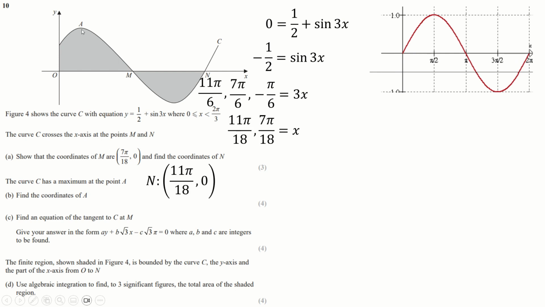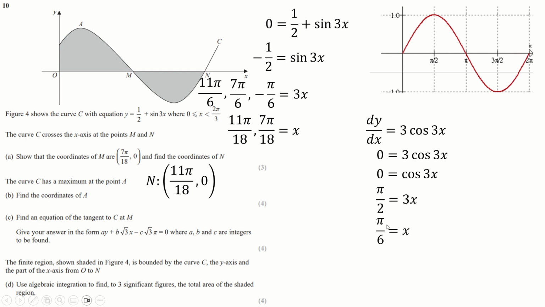Find the coordinates of A, that's the turning point, so we want dy by dx to be 0. dy by dx is, this goes away, 3 cos 3x will be that. We want that to be 0, of course. Divide by 3 does nothing, cos inverse is pi over 2, and divide by 3 and get pi over 6. Don't care about the other solutions to this because we're just looking for the first one here, which I think will be pi over 6. So x is pi over 6. We've got to find the coordinates, so we're going to put pi over 6 into here. And 3 times pi over 6 is pi over 2. Sine pi over 2 is 1, plus a half is 3 over 2. And we'll have that there. Find the equation of the tangent to C at M.